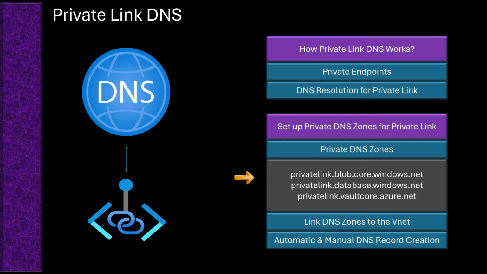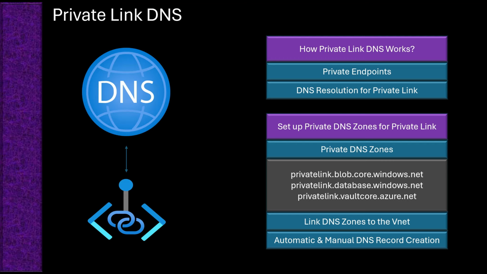Each private DNS zone is specific to the Azure service you are configuring a private endpoint for. To make these DNS zones functional for your virtual network, you have to link each private DNS zone to the relevant virtual networks. This enables the virtual network to use zone to resolve private endpoint IPs within the network. When you create a private endpoint, Azure can automatically create the necessary DNS records in the associated private DNS zone to point to the private IP address. Alternatively, you can manually add records if needed.